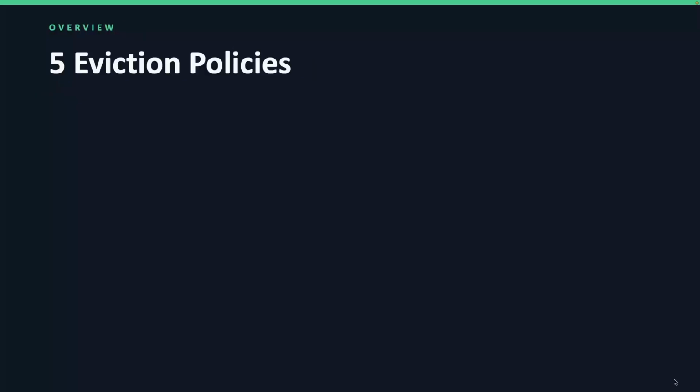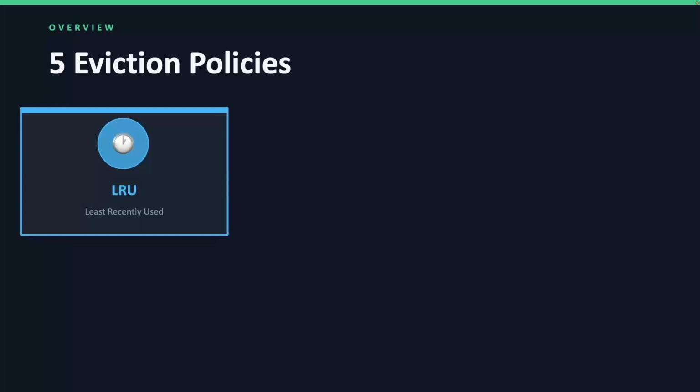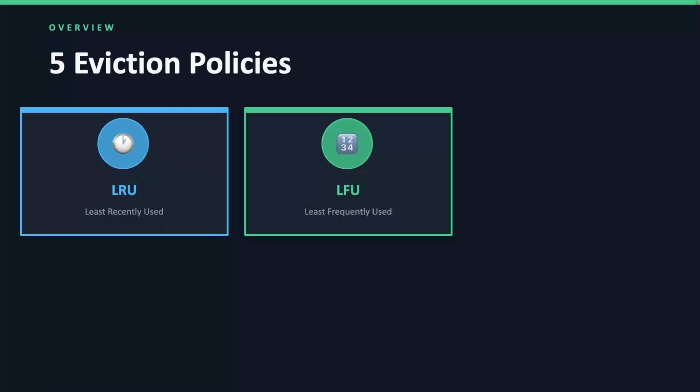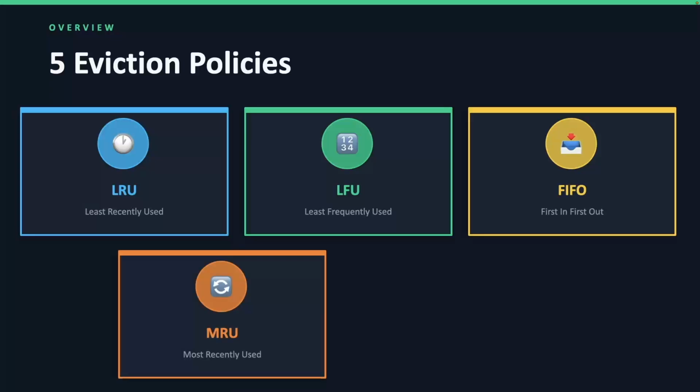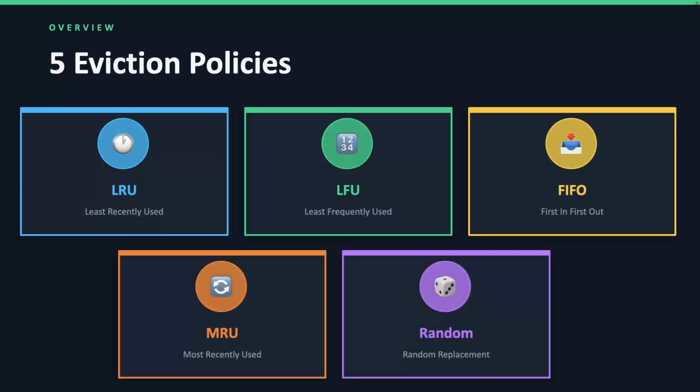There are 5 main eviction policies we are going to cover today. LRU, least recently used; LFU, least frequently used; FIFO, first in, first out; MRU, most recently used; and random replacement. Each one uses a different logic to decide which item gets removed. Let us go through them one by one.